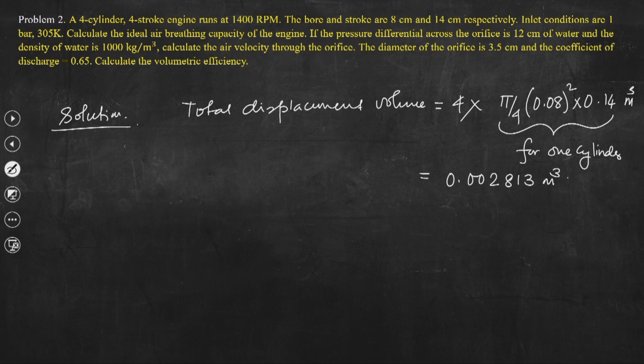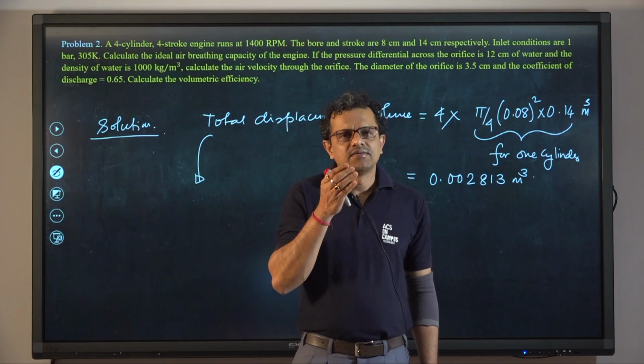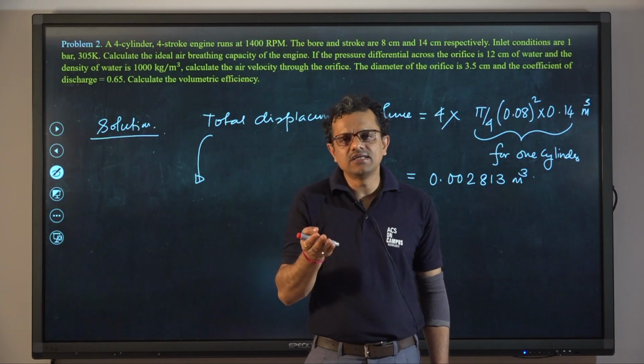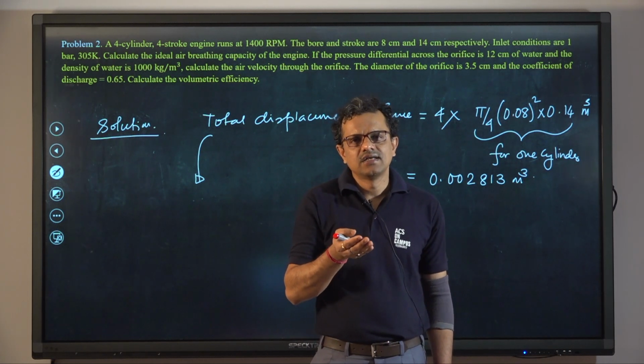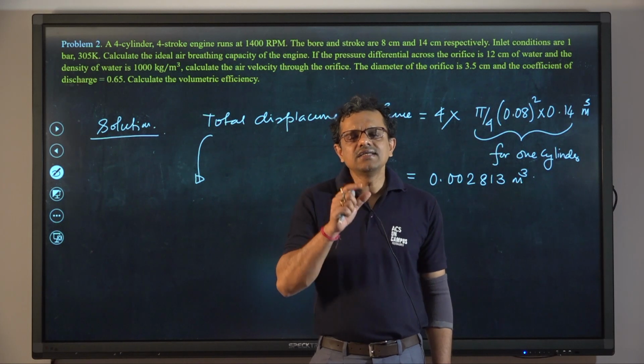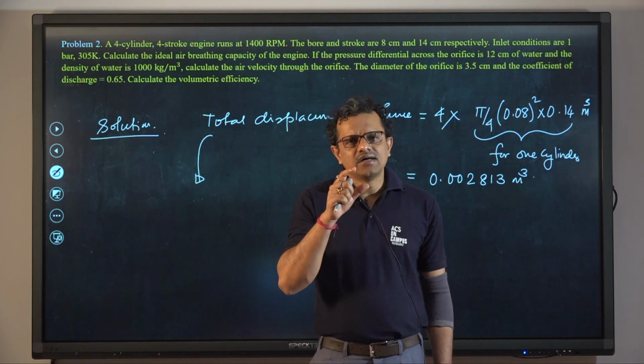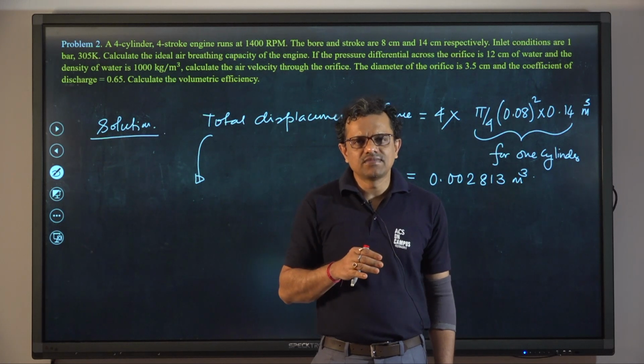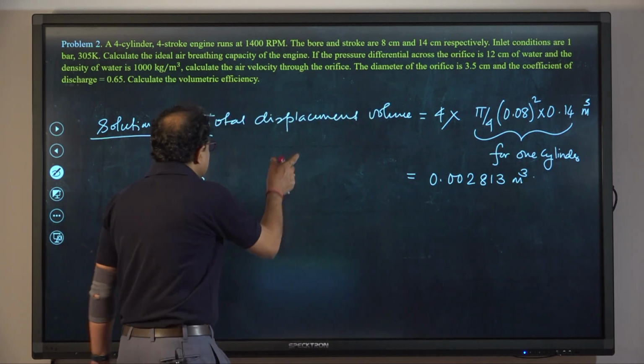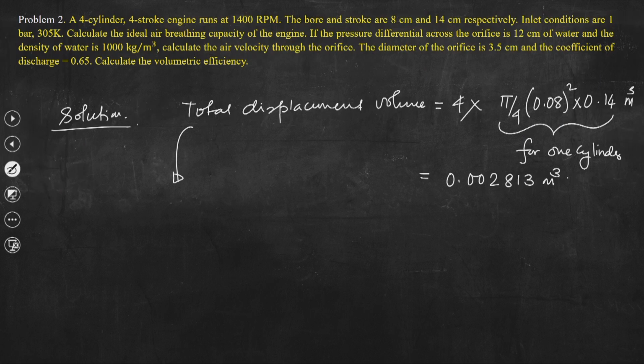Now see this total displacement volume. As I said, theoretically the mass flow rate into the engine cylinder, if it is a single cylinder engine, is the displacement volume into the density of the air. So this quantity, total displacement volume, is the ideal volume offered by the engine.